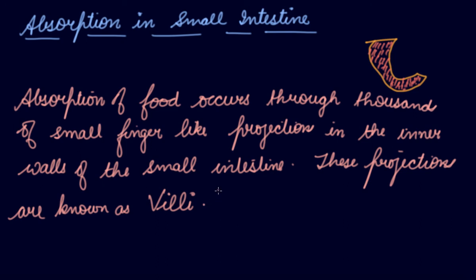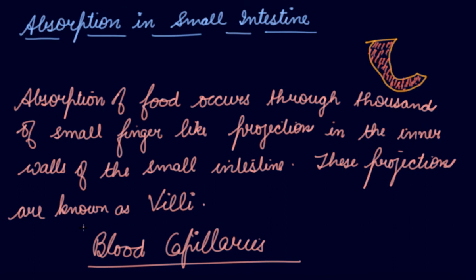Now each villus has a network of fine blood capillaries close to the surface. The food absorbed on the surface of the villus passes into the blood in the capillaries, and then it is transferred to the rest of the body through your blood capillaries. So the blood capillaries attached to your intestine help in the transportation of digested food to different parts of your body.